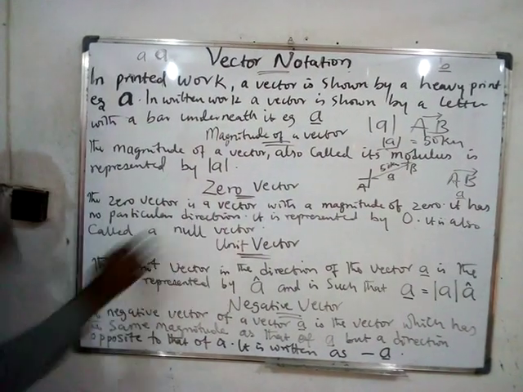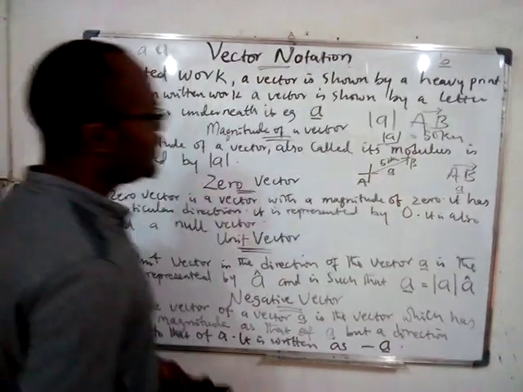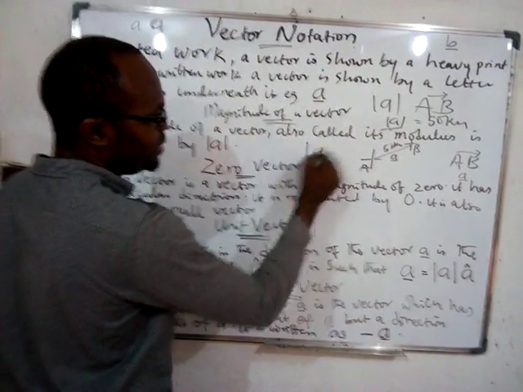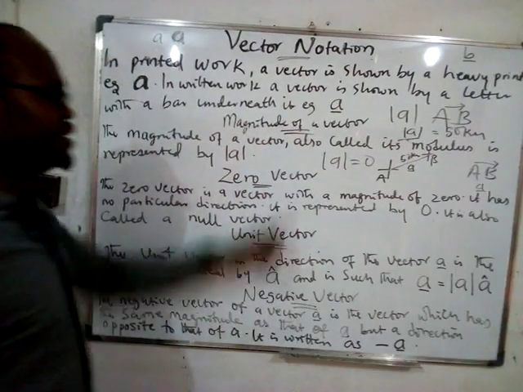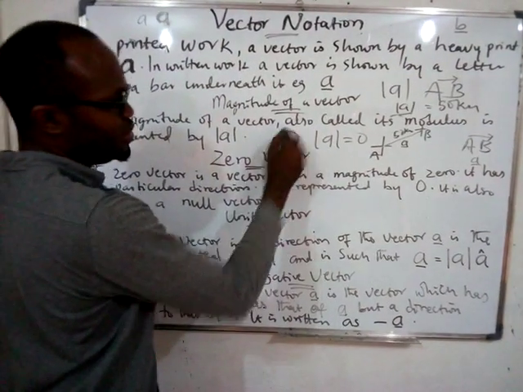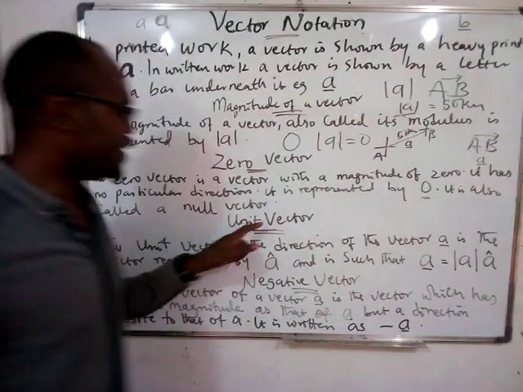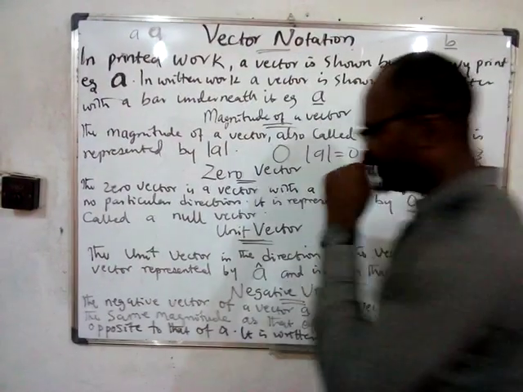Now, what is a zero vector? A zero vector is a vector with a magnitude of 0. So whenever the magnitude of a vector, say A, is equal to 0, we call it a zero vector, and it can be represented by O. This is a zero vector. It is also called a null vector. You can call a zero vector a null vector.